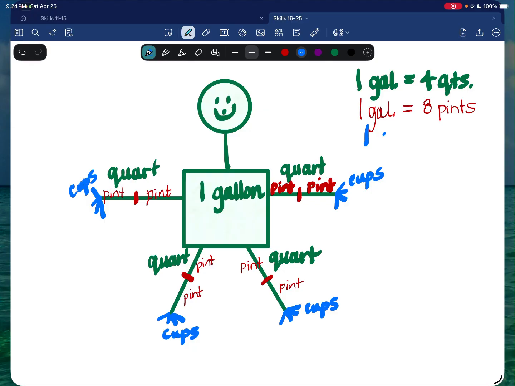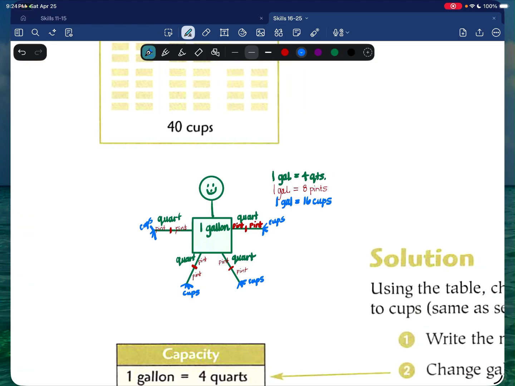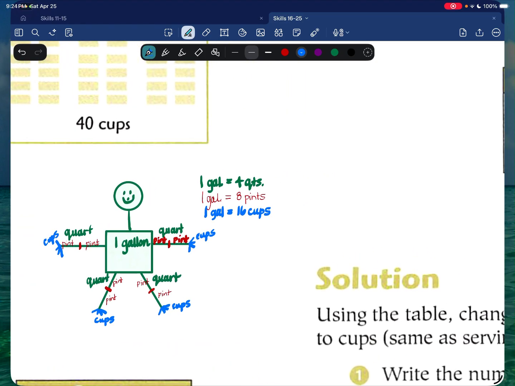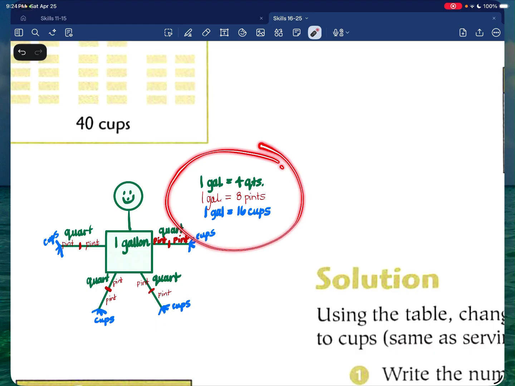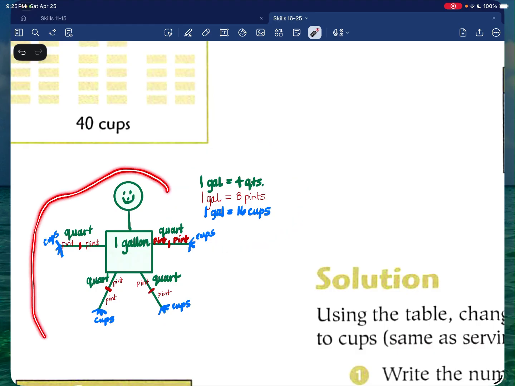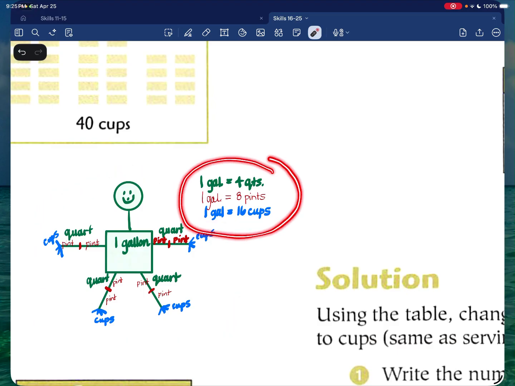One gallon has 16 cups. Okay, so in our problem, we know that a gallon of soup would serve 16 people. And that's how I would actually solve this, because I have memorized those. This is a visual that will help you to memorize those if you need it. But if you can just memorize things, memorize those conversions, and life will be a lot easier.